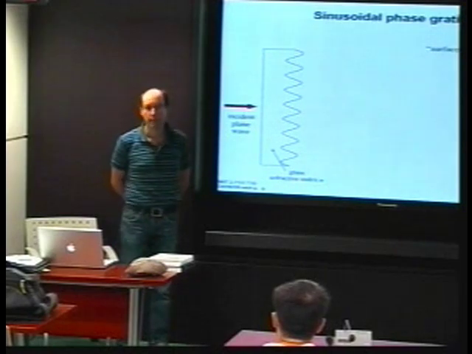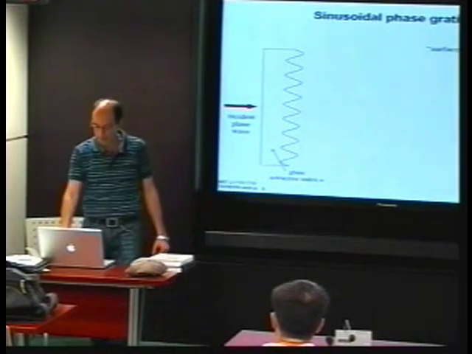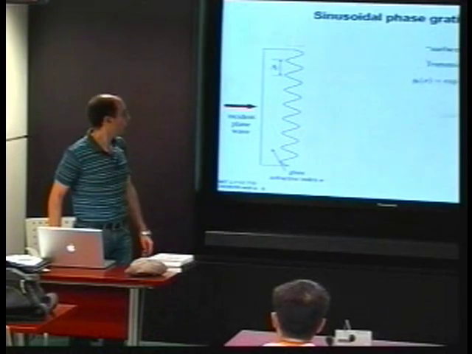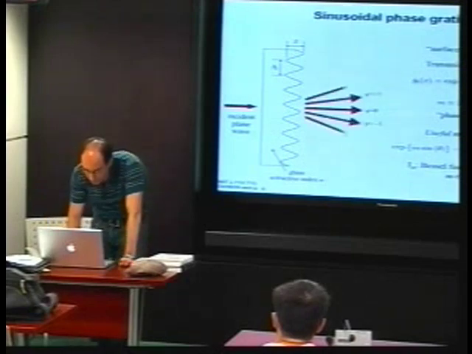But another way to make the binary grating, which is done very often in practice, is using electron beam lithography.